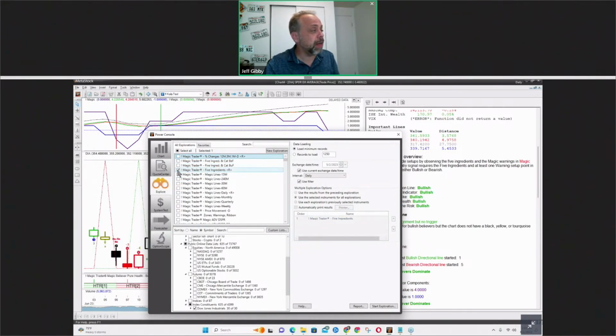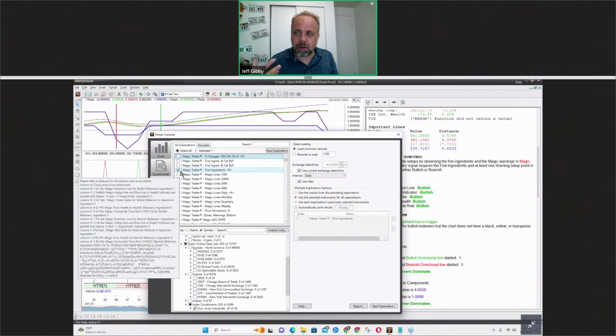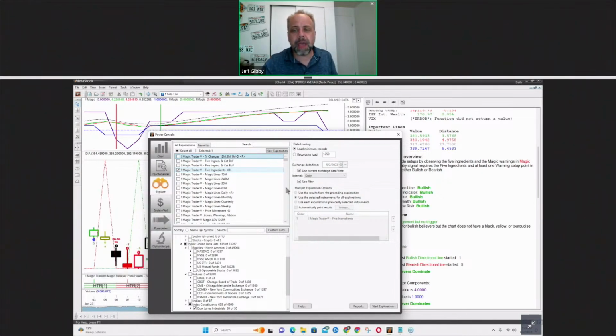I'm going to go ahead and deselect that. And what our scanner allows you to do in MetaStock is go through a huge list of stocks and identify those that have the parameters. So if I run this exploration, what I'm looking for is 5 ingredients. You can do this on any market. I'm just going to choose the ones that are going to run fast, which are our Dow Industrial Components, our NASDAQ 100, and our S&P 500. So I'm going to go ahead and start that scan.